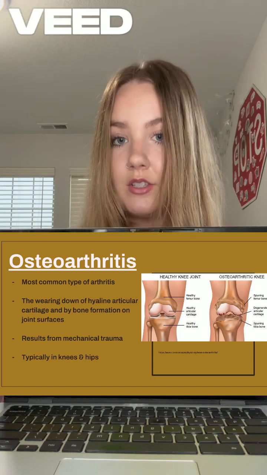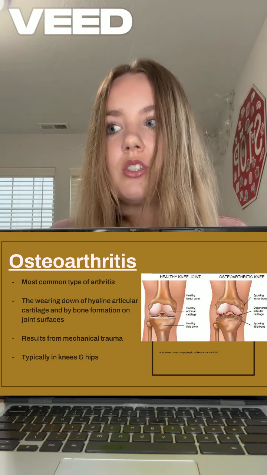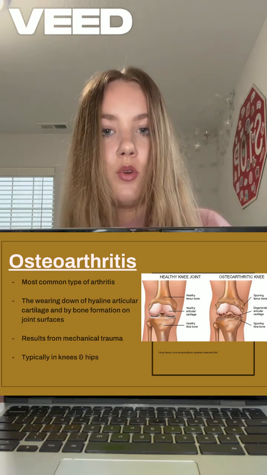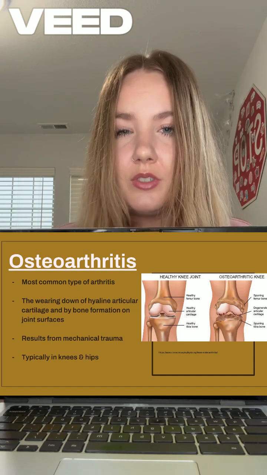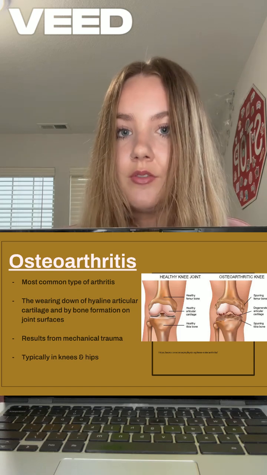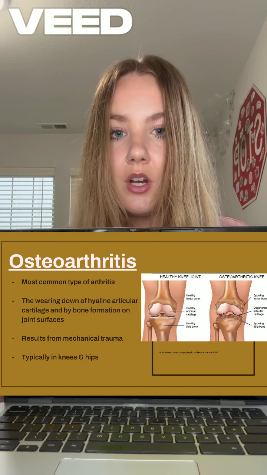The cause of this arthritis is due to mechanical trauma, so just a lot of wear and tear of the body over time and the movement that occurs throughout your lifetime. So that is why you typically see older people having osteoarthritis versus younger people, just because they have had a lot more wear and tear on their body.